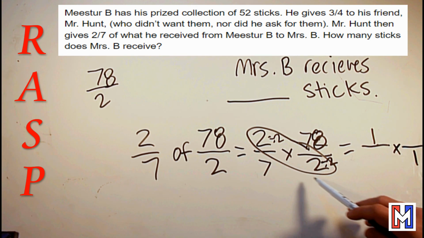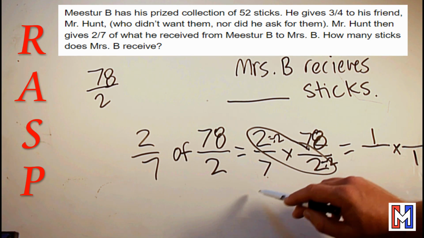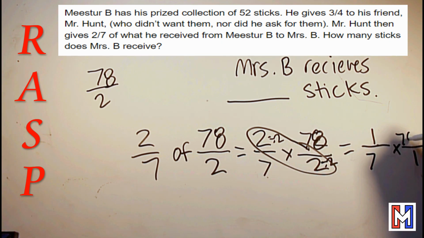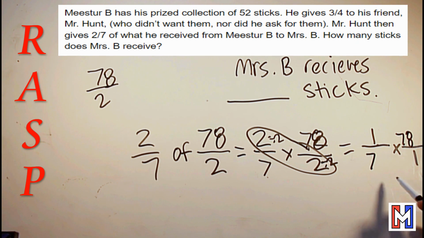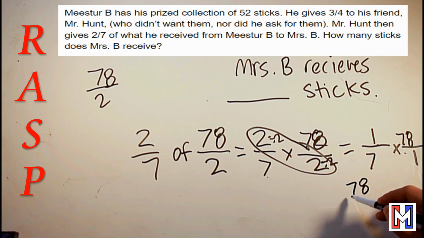All right, so we have 7 and 78. Now, I don't know off the top of my head what numbers could work to simplify this, so I'm just going to keep them as is. And then we're going to multiply and see what we get. So 1 times 78 is 78. 7 times 1 is 7. All right, so now we have 78 over 7.